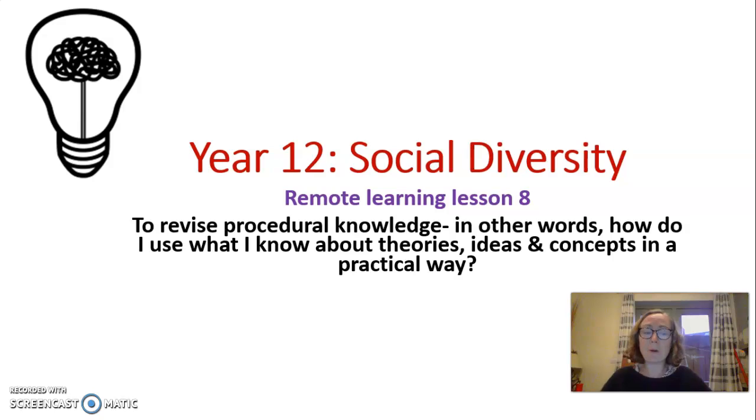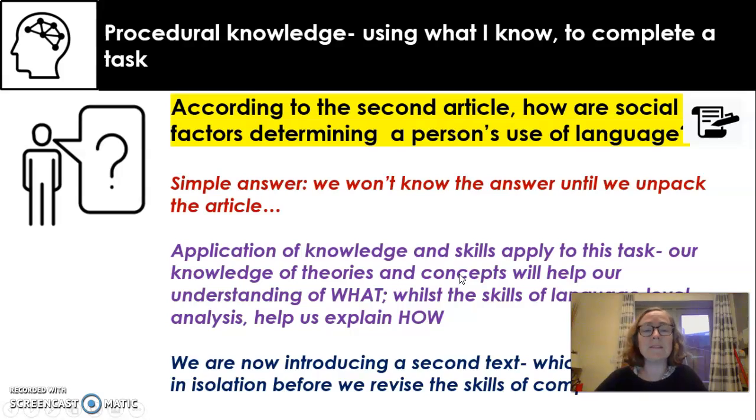So, welcome back to remote learning. Still, I'm going to call it lesson 8, even though it's 9, because we are moving on to look at the second part of the article today. So, a quick recap. We are looking at procedural knowledge, taking the theories and ideas linked to social diversity, and looking at how they can inform an understanding of an article.